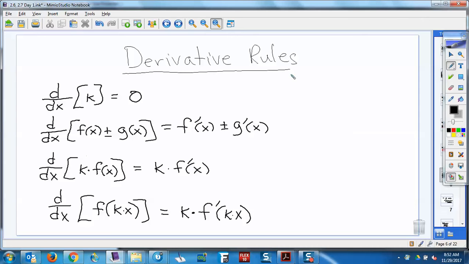All right. And then, of course, we have our power rule. x to the n is n times x to the n minus 1. So there's our power rule.